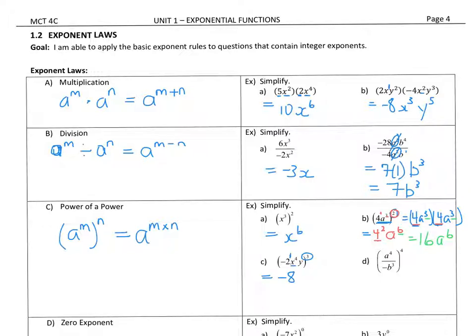We now have our x to the 4, which then becomes, when I cube that, becomes an x to the 12. And then the y to the 1 all to the 3 becomes a y cubed. So final answer is negative 8 x to the 12 y cubed.